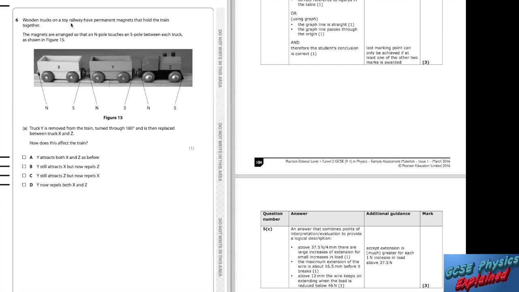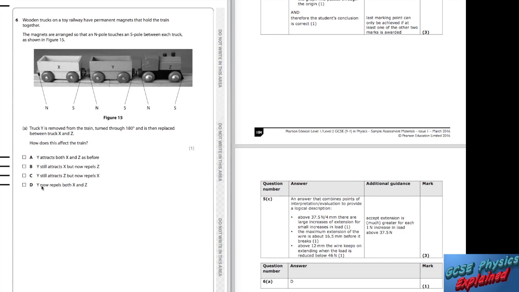Question 6. Wooden trucks on a toy railway have permanent magnets that hold the train together. The magnets are arranged so that an N pole touches an S pole, so a North Pole touches a South Pole between each truck. So North Pole, South Pole, North Pole, South Pole, North Pole, South Pole. Truck Y is removed from the train, turned through 180 degrees, and is then replaced between truck X and Z. How does this affect the train?